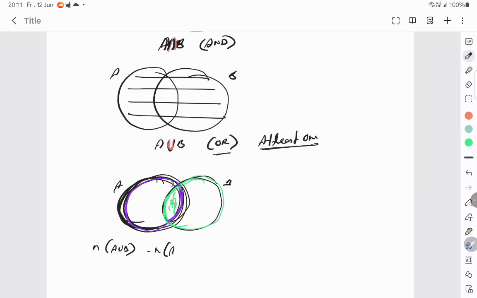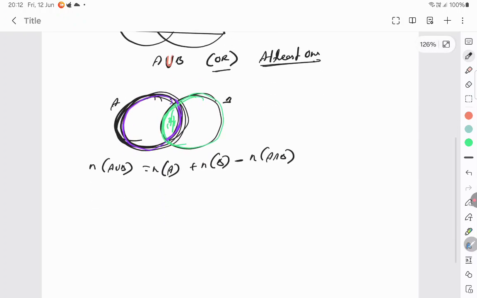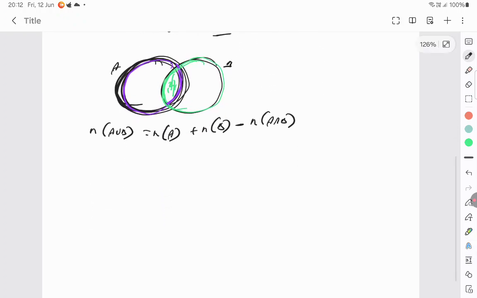So it's n of A plus n of B, which is the purple color portion plus the green color portion, minus n of A intersection B. So that's the n of A union B formula. Okay, so that's number one.